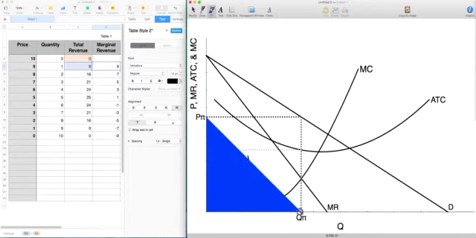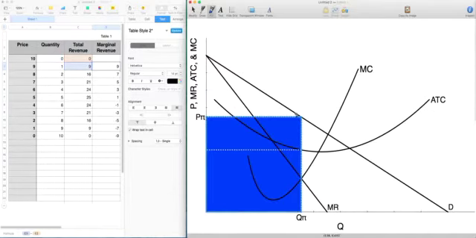So total revenue is P times Q. So if we want to take a look at what total revenue is, it's the profit maximizing output multiplied by the price, represented by this area right in here, the blue area. If I want to come up with total cost, it's just Q times average total cost. So that area, and I'll make that gray, is this area down here in the bottom.